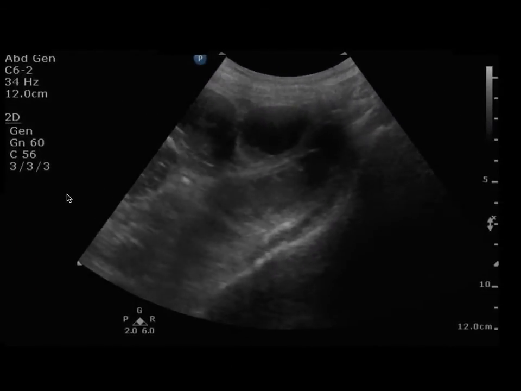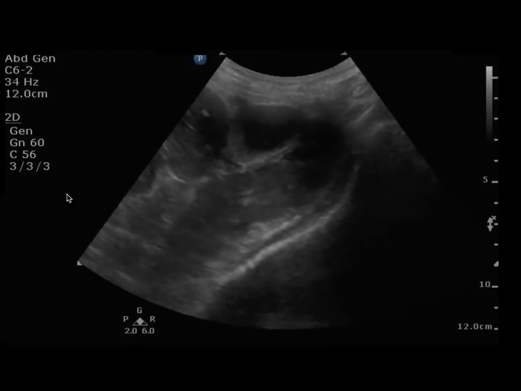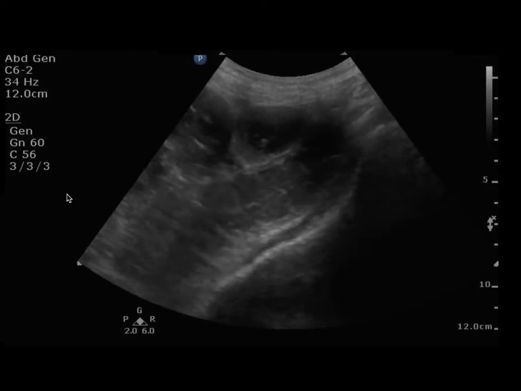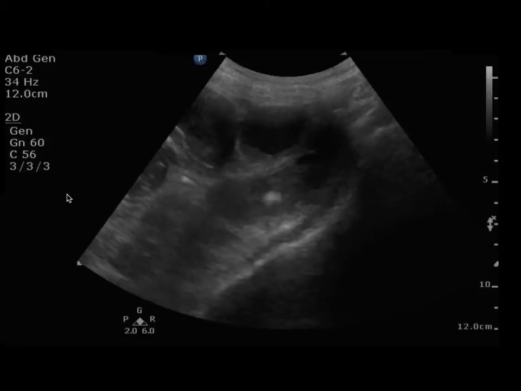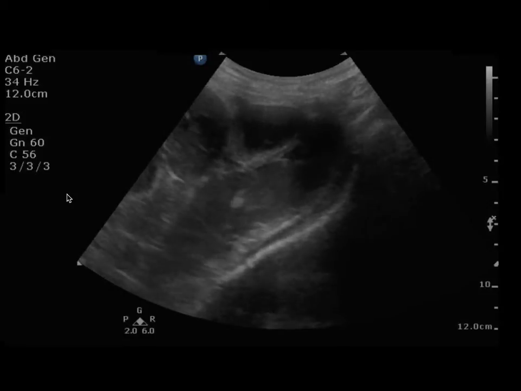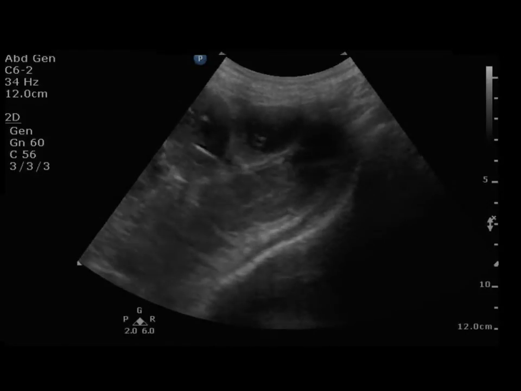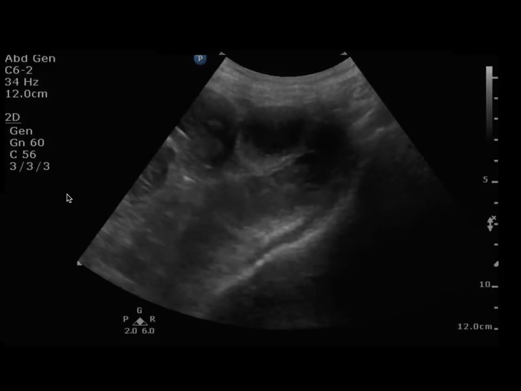Here's another nice example. Again, we have two fluid-filled structures or loops of bowel next to each other. And again, you're looking for pendulous peristalsis or back and forth peristalsis of the material within the loops of bowel.